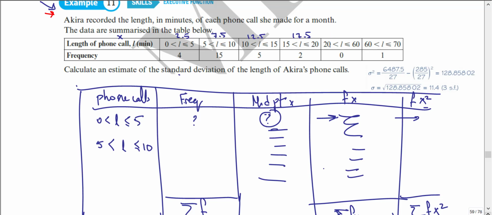What's the midpoint of 20 and 60? Add them and divide by 2. 40. Okay, so the midpoint is 40. And here it will be 65.